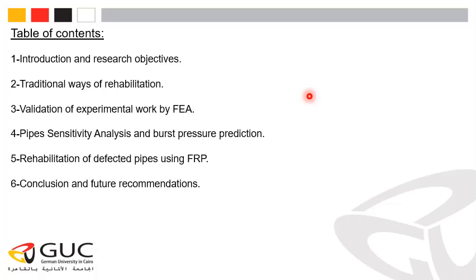I will start by giving an introduction and my research objectives. I will talk about traditional ways of rehabilitation, validation of experimental work by finite element analysis, and then we will discuss the major part of this work, which talks about pipes sensitivity analysis and burst pressure prediction. After that, I will discuss the rehabilitation of the defected pipes using FRP. Finally, I will give a conclusion and future recommendations for other researchers to take into consideration.